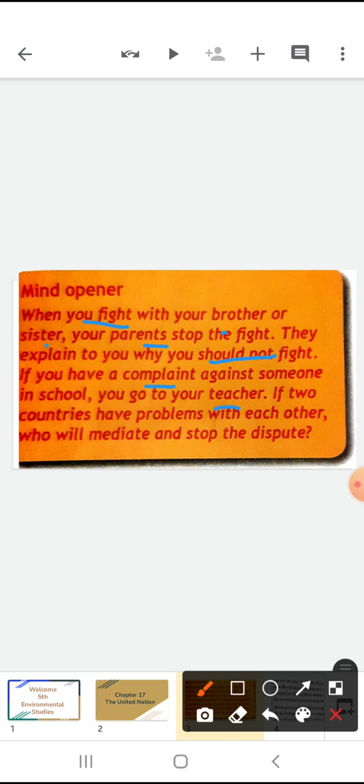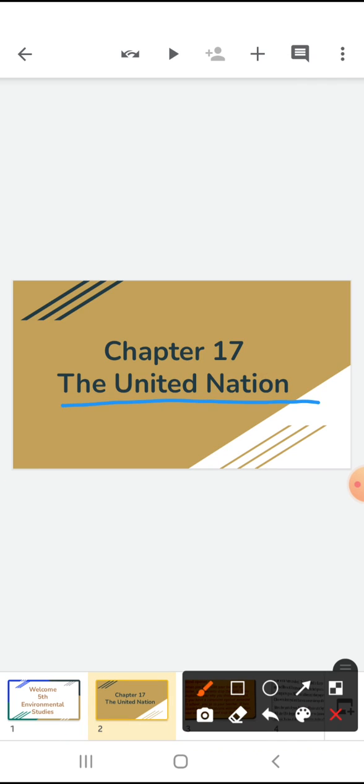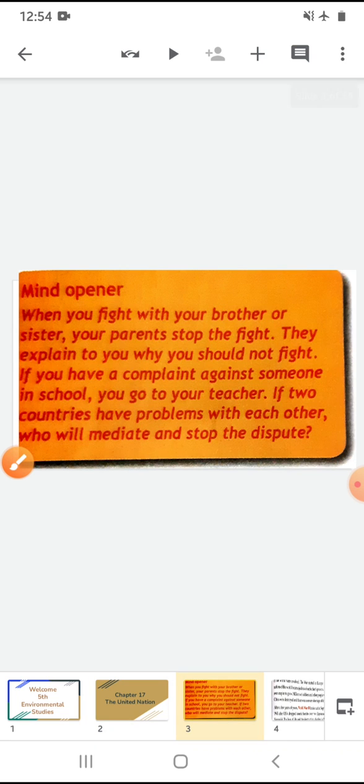And if this is between brother and sisters, or in school, but what about if two countries have a problem with each other? Who helped them to stop their dispute? Who helped them? Yes, the name of the chapter, the United Nation. The United Nation is the organization who helped the two countries in resolving their problems. Okay, now we are going to read what is there inside this chapter.